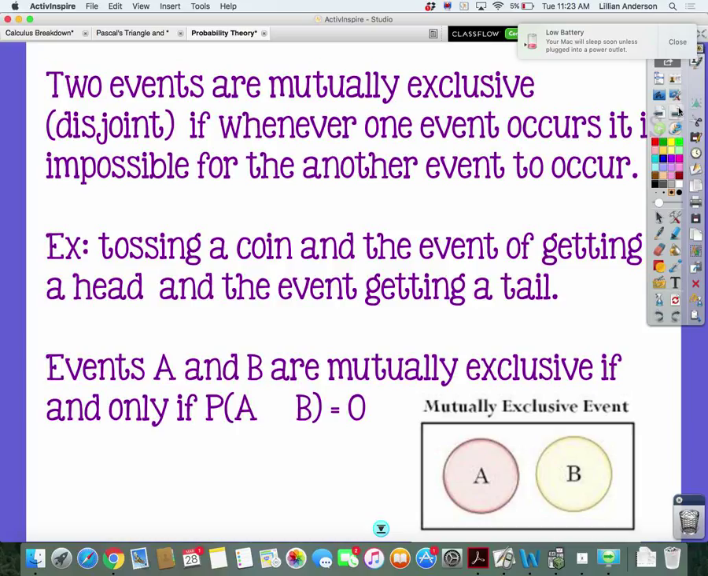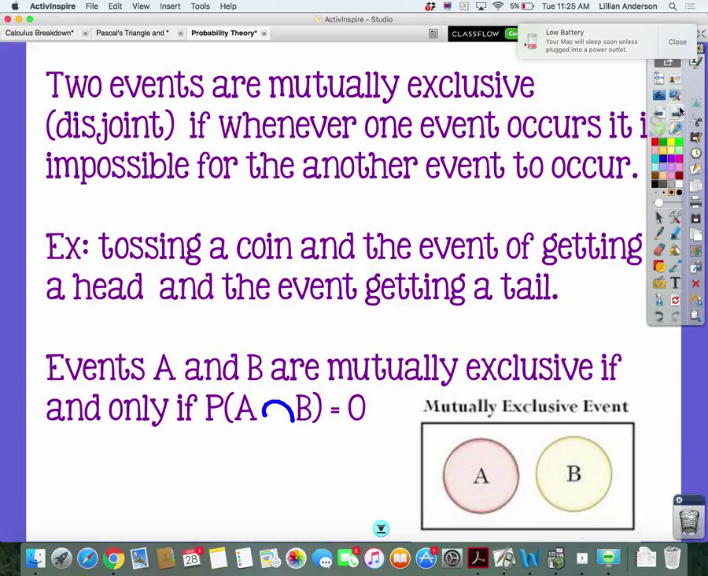Now, the thing to know algebraically is that events A and B are mutually exclusive if and only if the probability of their intersection is equal to 0. That is in your reference booklet. So if it ever asks you to show or determine if two events are mutually exclusive, that's what you'll basically need to show: that the probability of their intersection is indeed equal to 0. And there's a Venn diagram that goes along with what mutually exclusive events would look like.